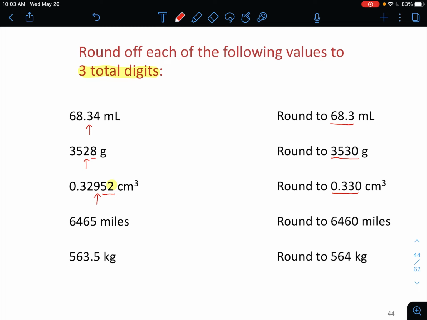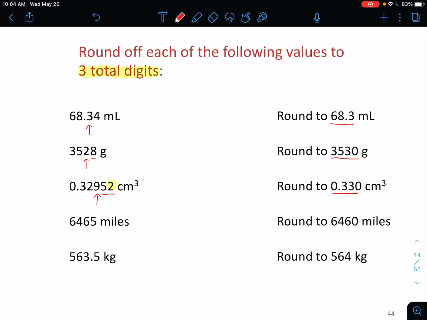So you should see from that the odd-even rule applies in only very specific cases. Remember, the language said if the cutoff number is followed by a 5 and nothing else, that's when the odd-even rule applies. But if there's something after the 5, then technically that makes it closer to the next number up, so we're going to round up.